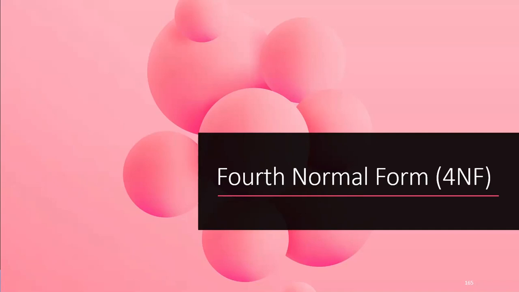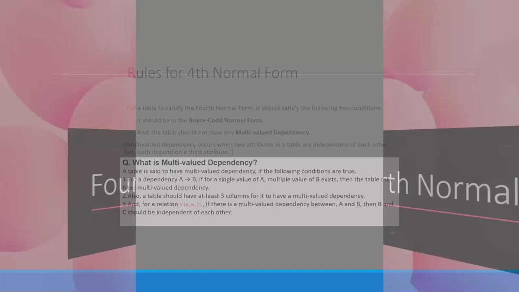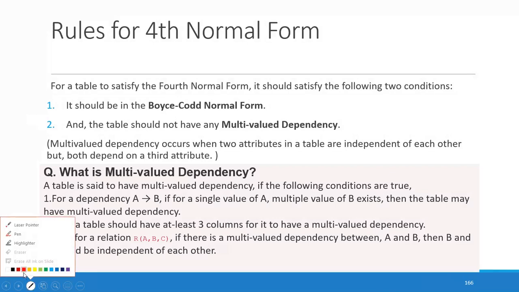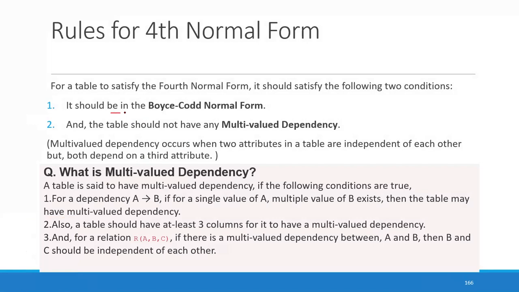Fourth normal form. I hope you are familiar with Boyce-Codd normal form. We have to remember the rules for converting a table into fourth normal form. The first rule is that it should be in Boyce-Codd normal form, and the table should not have any multi-value dependency.